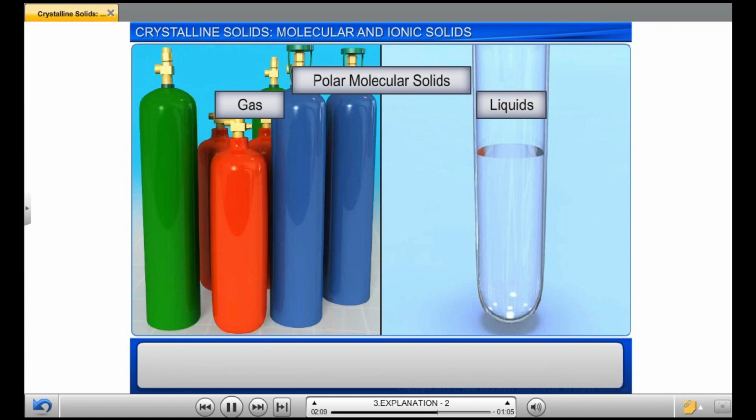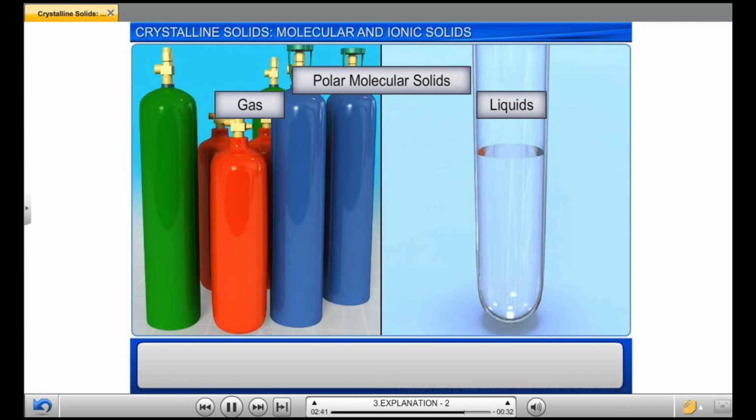In polar molecular solids, the constituent particles, molecules, are formed by polar covalent bonds. Solid sulfur dioxide and solid hydrochloric acid are some polar molecular solids. The molecules in polar molecular solids are held together by relatively stronger dipole-dipole interactions.